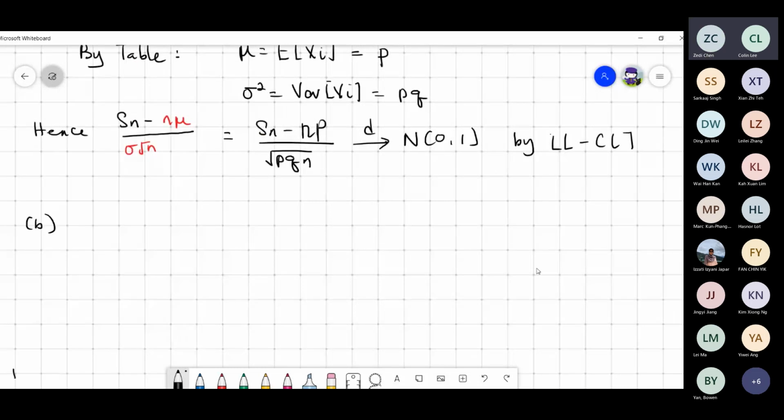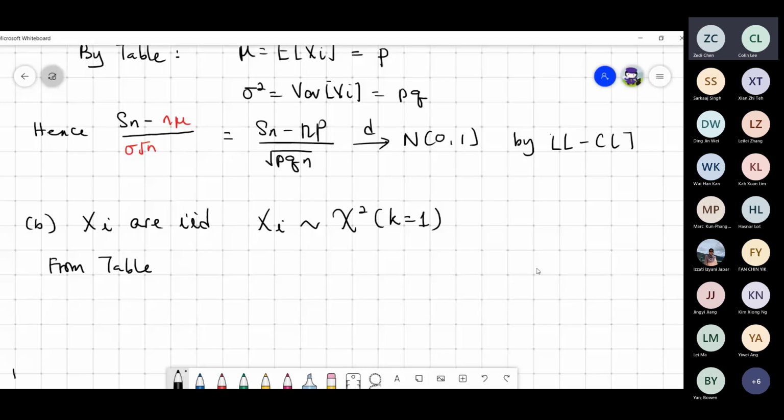Okay, so let's look at case B. Again, in this case, we also consider independent and identically distributed variables, that is, all the xi have chi-square distribution with k equals to 1. Again, what we need to do is refer to the formula from the table. I can't remember the formula, so just refer to the table. Then you can see that for the chi-square distribution, the mean is just equal to k, so in our case that is 1, and the variance sigma square is 2k, so in our case that is equal to 2.